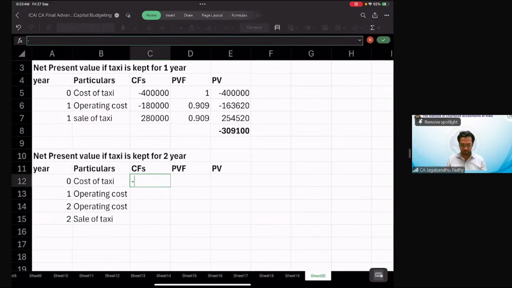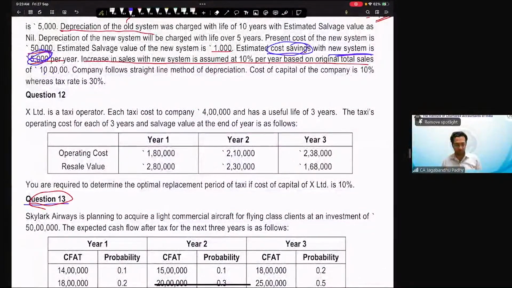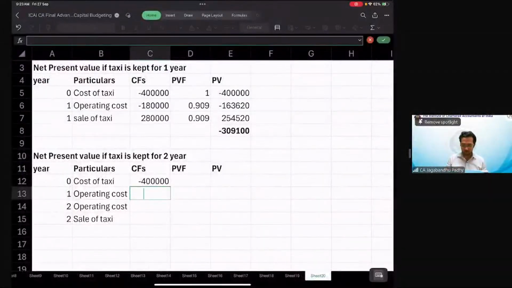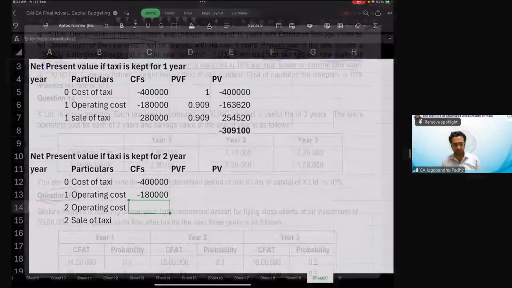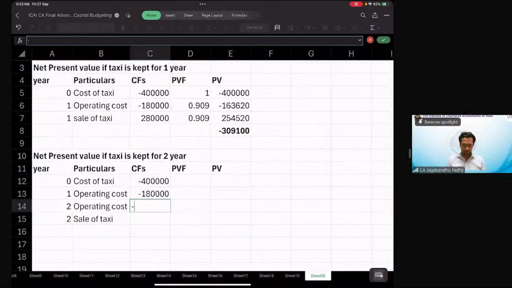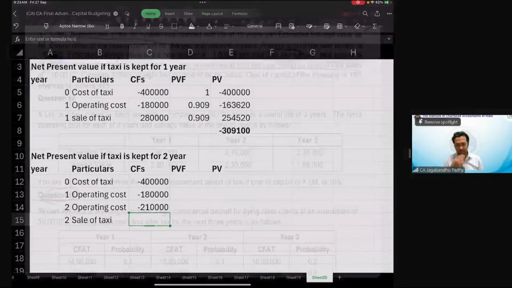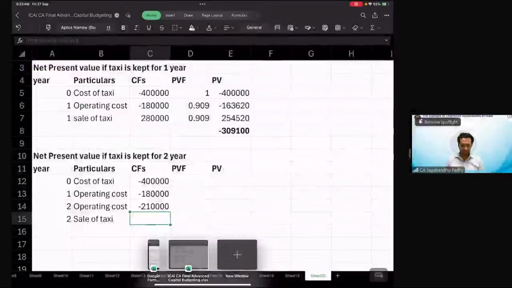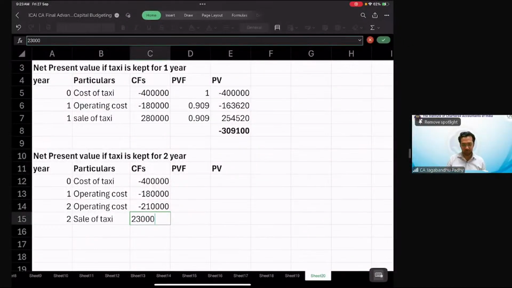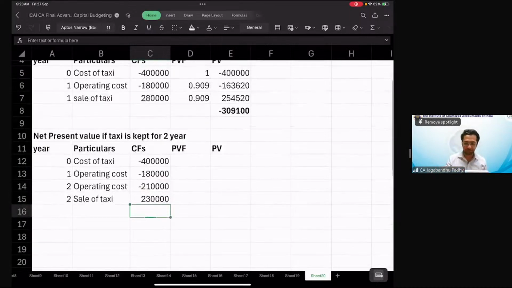So cost of taxi is 4 lakh. When we are operating it for the first year, we need to pay 1,80,000. Then when we are doing it for the second year, we need to pay 2,10,000, right? And when we are going to sell it in the final year, we are going to get a salvage value from the old taxi as 2,30,000.